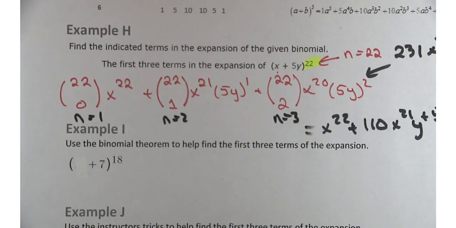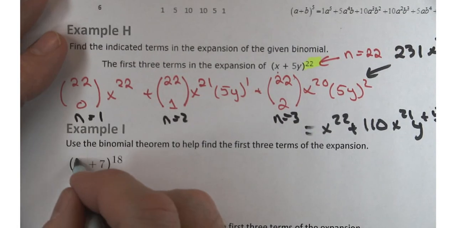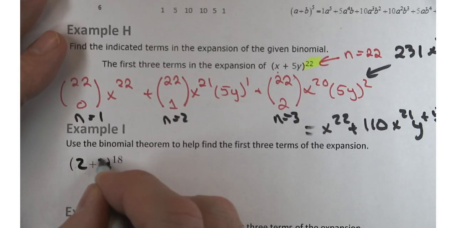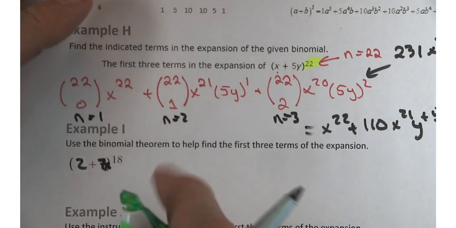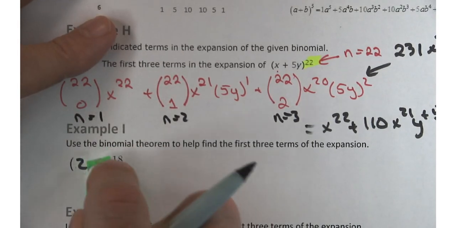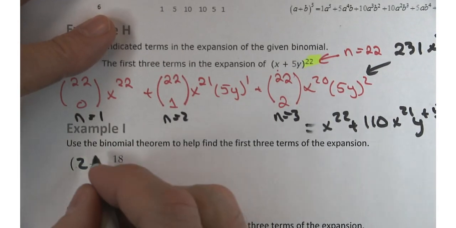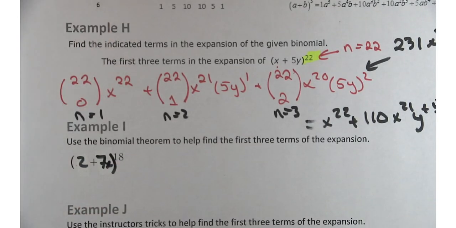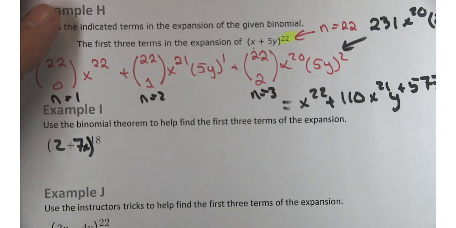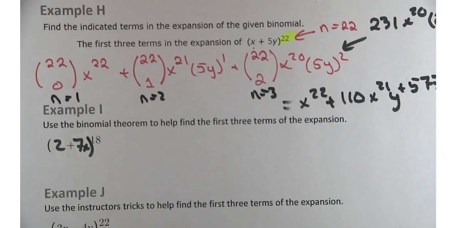So let's make that just a 2 and put the x here. Yeah. So 2 plus 7x to the 18th. And I want you to do the same thing. I want you to expand this and show me the first 3 terms.